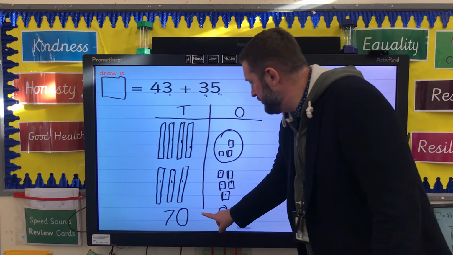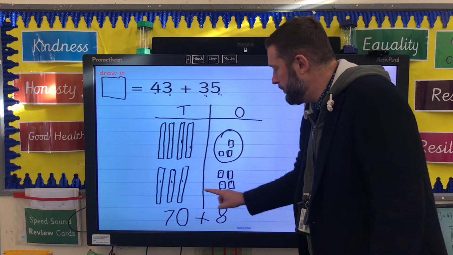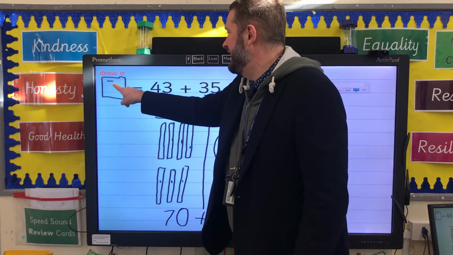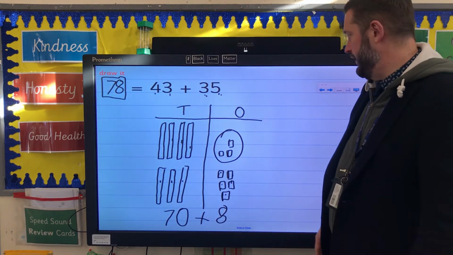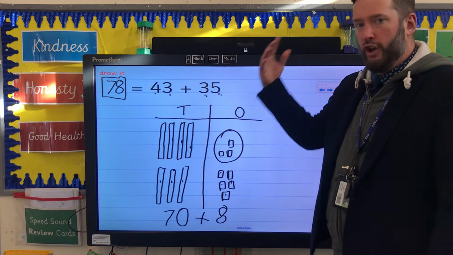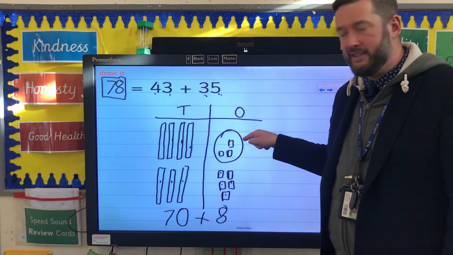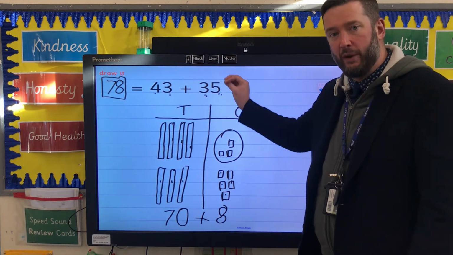Now I put those two numbers back together. 70 and 8 make 78. So my answer is 78. And just with this one, the answer goes first, okay? You haven't got your base 10 at home, so that's what I'm expecting to see: beautifully drawn place value charts for each calculation I give you.